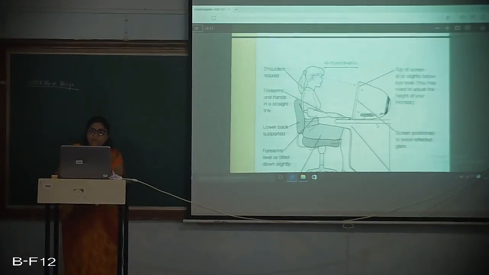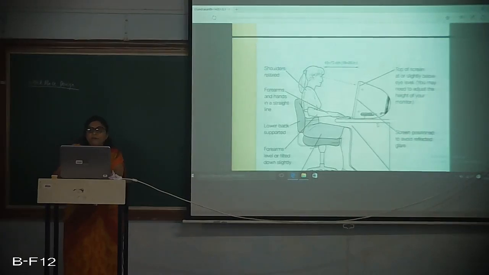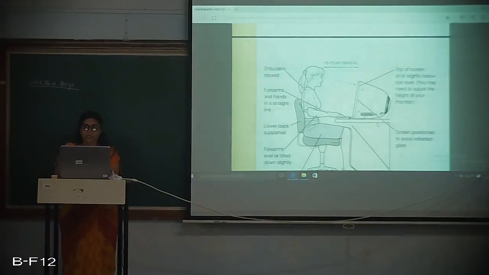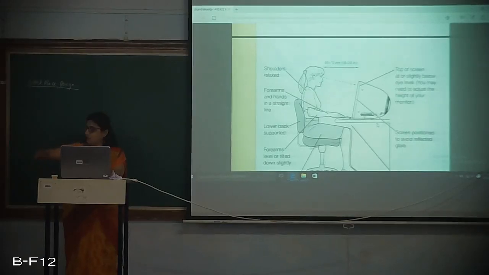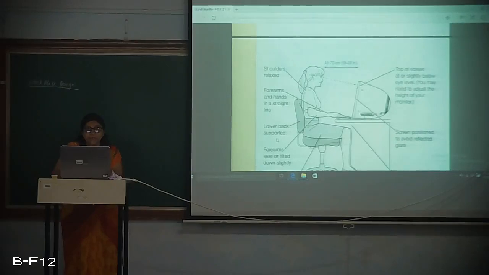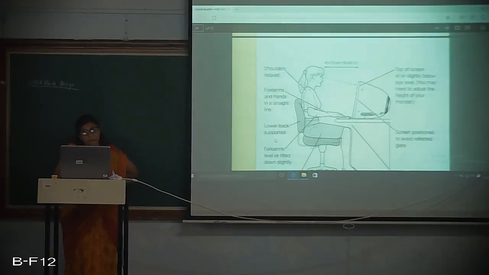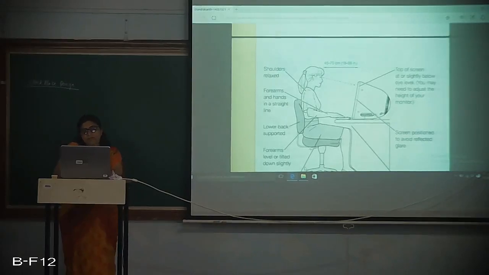Just now I explained that this is the workplace. The operator is working with the keyboard and monitor. Shoulders are relaxed. Then the lower back is supported, so that unnecessary causes of pain can be avoided. Then the forearm is level and tilted down slightly.